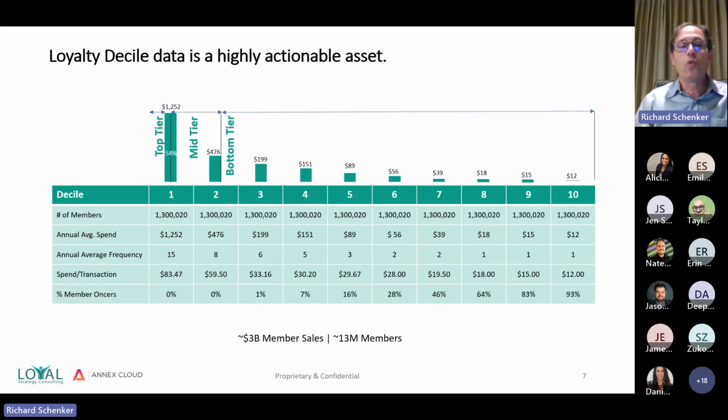So this is a really good snapshot to understand the distribution of your customers. And in a moment, I'm going to tell you how you can actually utilize this to make better informed business decisions. Before I move on, are there any questions about the orientation of this loyalty decile?